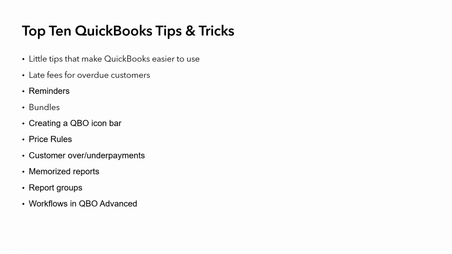We'll also talk about bundles, which is a really cool thing that a lot of people may not know exist, that help you to group things together onto sales forms. That way there's less time that you spend in data entry. It also helps you to control the things that eventually get printed or sent out to your customers. So that's helpful as well. We'll talk briefly about creating a QBO icon bar, which is a pretty cool thing.